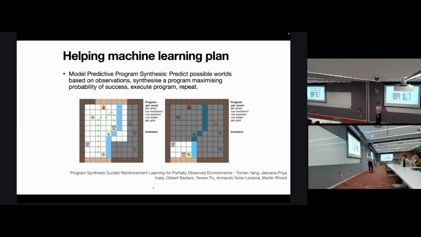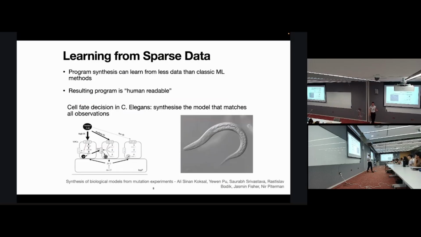You can use it to help machine learning plan. There's a couple of cool papers where, if you've got sparse rewards, you can use machine learning to try and explore those sparse rewards. But if you combine it with program synthesis, the program synthesis can help you come up with sequences of actions that you need to do in order to achieve some goal, and then the machine learning is much better at achieving that goal. You can use it to learn from sparse data in science.